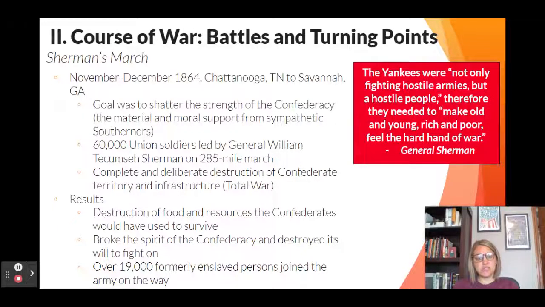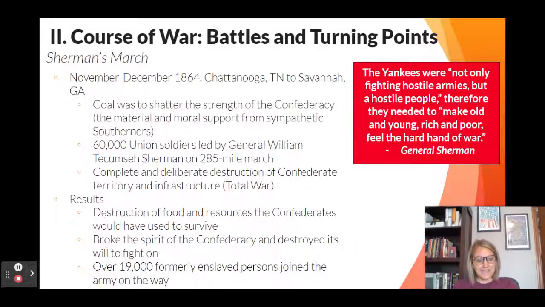And so what Sherman wants to do is to shatter the strength of the Confederacy, which he believes is the material and moral support from sympathetic Southerners. And so we see 60,000 Union soldiers going on a 285-mile march led by General William Tecumseh Sherman. And it is the complete and deliberate destruction of Confederate territory and infrastructure. So they are destroying railroads, they are looting, they are damaging anything and everything that is supporting the Southern war effort. And this really did break the spirit of the Confederacy and destroyed its will to fight on.